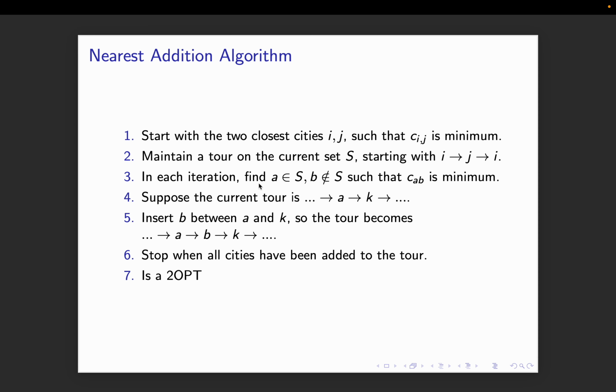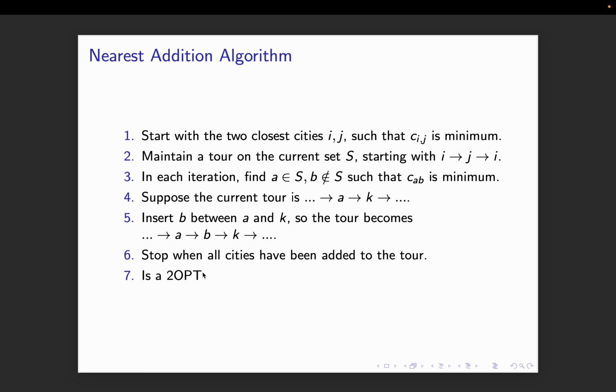So at each iteration, find A, something that is in my tour already, and B, something that is out of my tour, such that CAB, the cost, is minimum. So find a vertex A in my set S, B outside my set S, such that CAB is minimum. Now suppose the current tour is something like this. The traveling salesman is at A, next he goes to K, and then so forth. So the algorithm is to insert B between A and K. So the tour now becomes: everything stays the same, comes to A, goes to B, then to K, and then everything remains the same. So stop when all cities have been added to the tour.